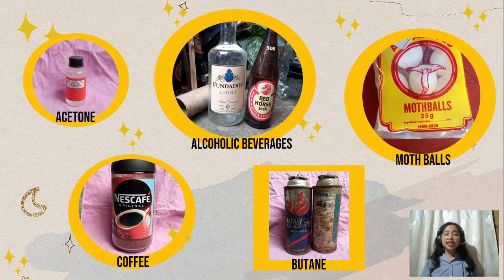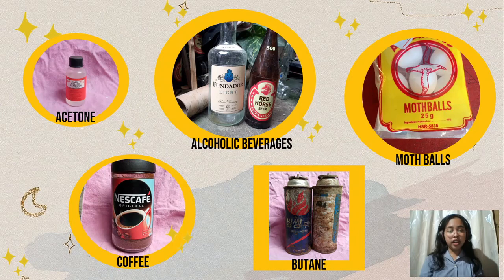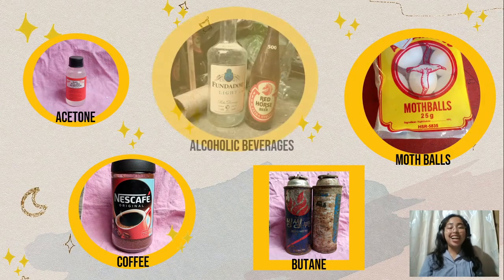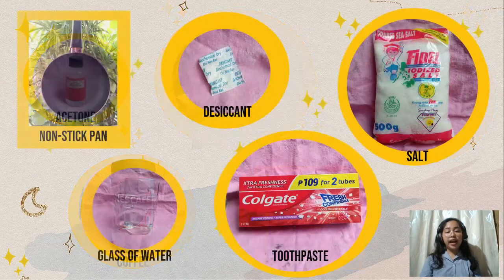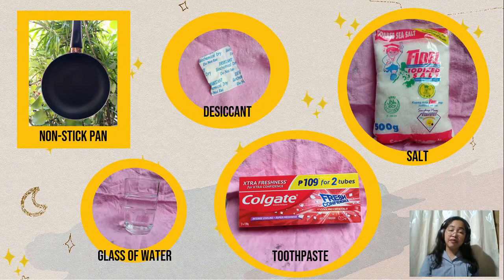To sum it all up, I found 5 organic compounds found at home: acetone, butane, coffee, mothballs, and alcoholic beverages, while the 5 inorganic compounds found at home are non-stick pan, desiccant, salt, glass of water, and toothpaste.